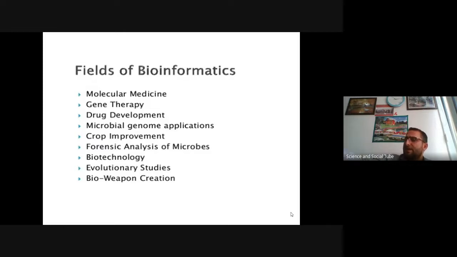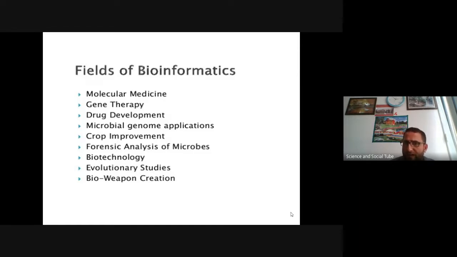Another point mentioned here is forensic science analysis of microbes. Like forensic science, you may already know, they are doing DNA analysis. They are doing marker analysis, microsatellite analysis, in which you can find out where the microsatellites and the minisatellites are. So you can use bioinformatics tools to do the sequencing and the analysis.